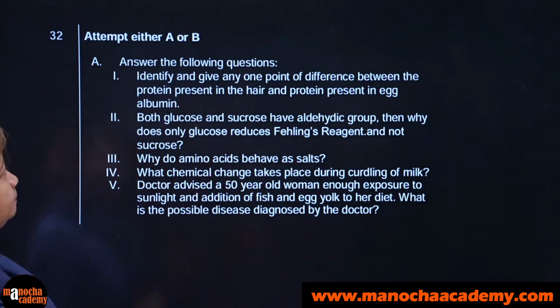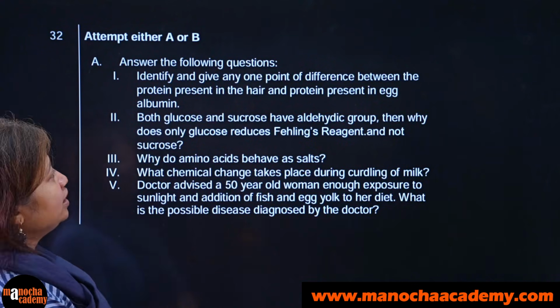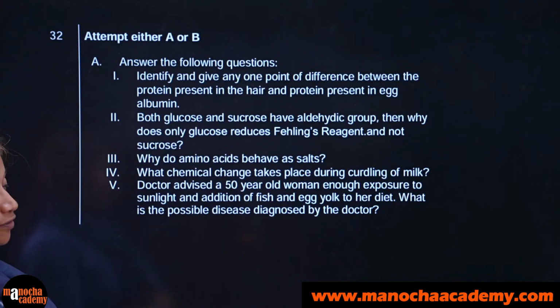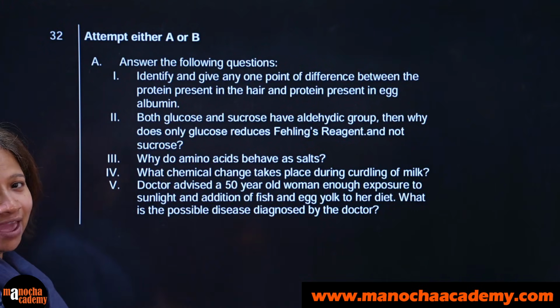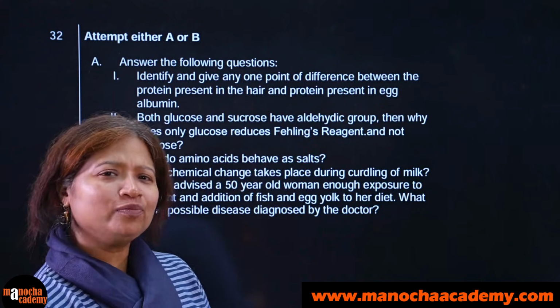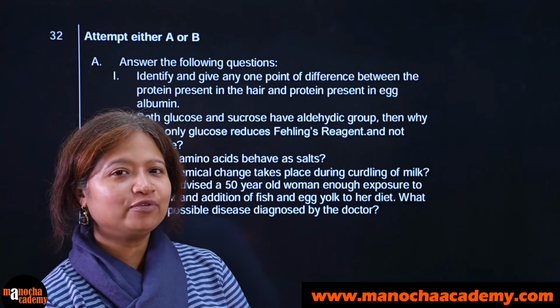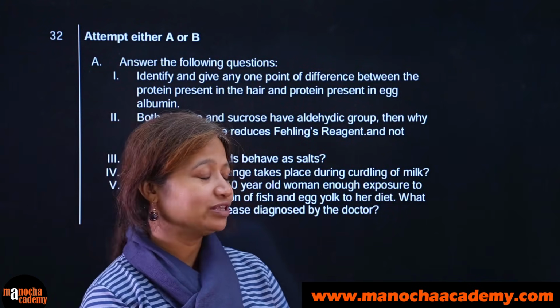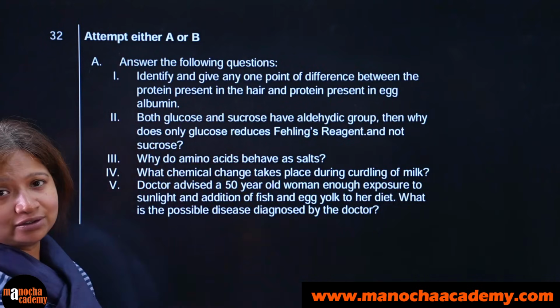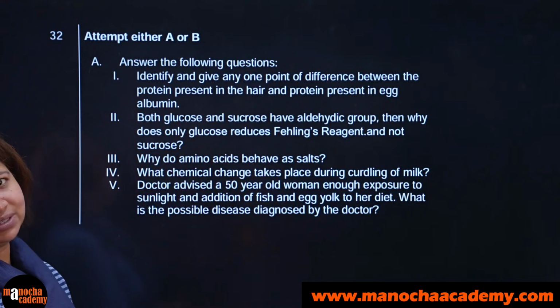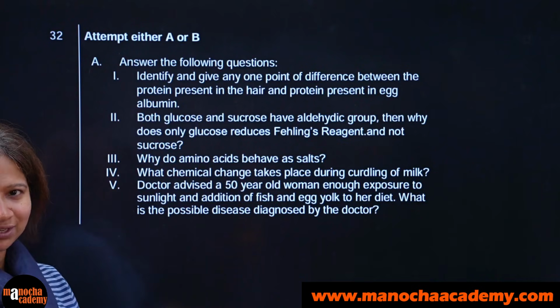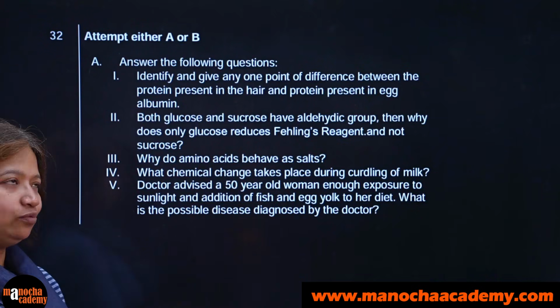Then this is 32. Acha. Identify biomolecule question. Identify and give any one point of difference between protein present in hair and protein present in egg albumin. Yes? Fibrous protein and globular protein, isn't it? Hair. We know they are insoluble in water, soluble in water. You can also simply write that. There are many points, but you can write that. So you have to mention it's a fibrous protein present in hair, and albumin, it's a globular protein. And then you mention the difference. Any point of difference you can write, but I choose the easiest of the lot. It's insoluble in water, that's soluble in water.